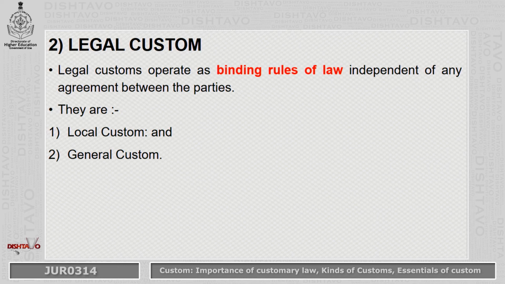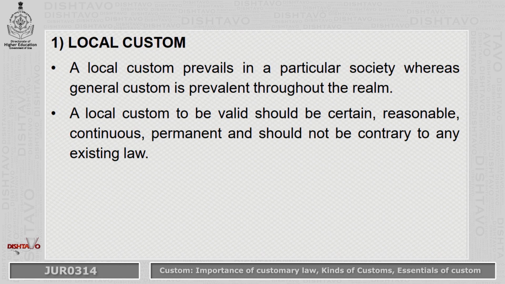The second category is that of legal custom. Legal customs operate as binding rules of law. They are independent of any agreement between the parties. They can be further classified into two types. Firstly, local custom, and secondly, general custom. The first category, local custom. Students, a local custom prevails in a particular society, whereas a general custom is prevalent throughout the realm.